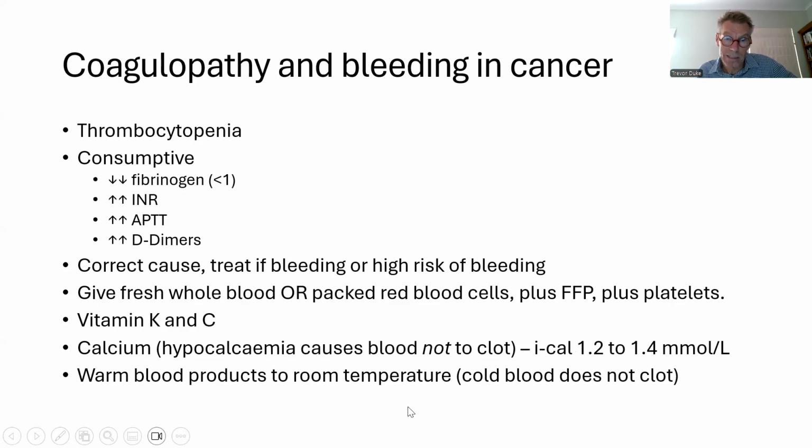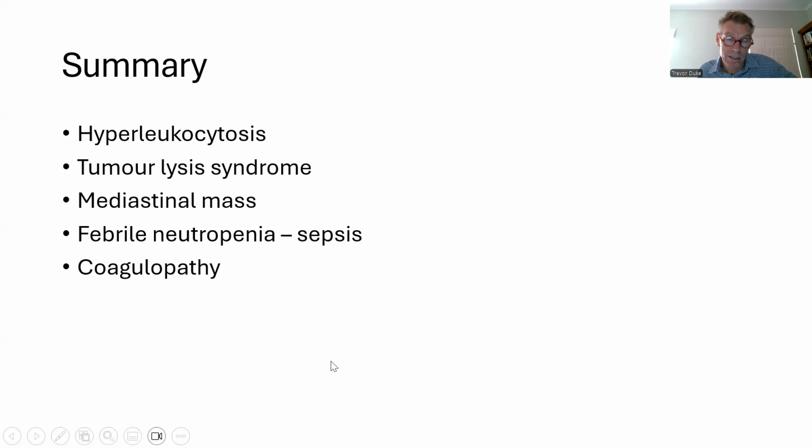We can talk about that another day, but I really just wanted to talk about the basics of 5 different pediatric oncology emergencies. That is hyperleukocytosis and the complications of that, tumor lysis syndrome, mediastinal mass, febrile neutropenia and sepsis, and coagulopathy. You'll see that they're all somehow interrelated, these conditions. As I said at the start, there's more basic things that we need to understand about pediatric oncology, but these are the common pediatric oncology emergencies, and I hope that's been useful today.